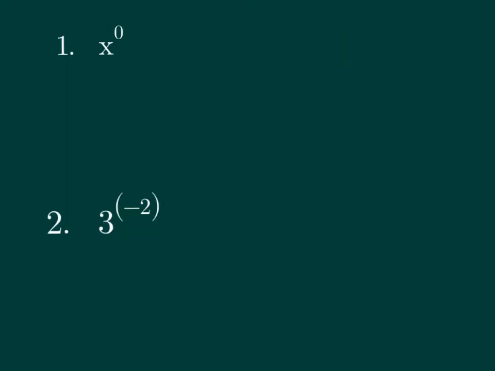All right, so first one, we have x to the 0 power. The rule is anything to the 0 power is 1. You can have a huge problem, and if everything is to the 0 power, the answer is 1. All right, next one, number 2.